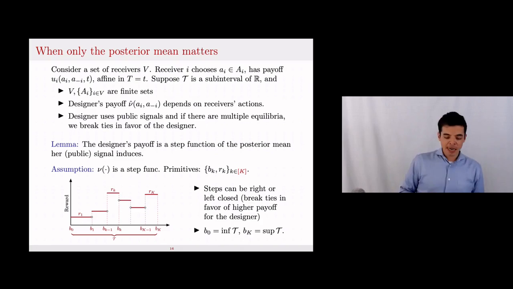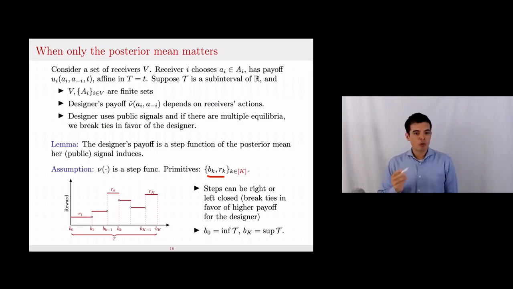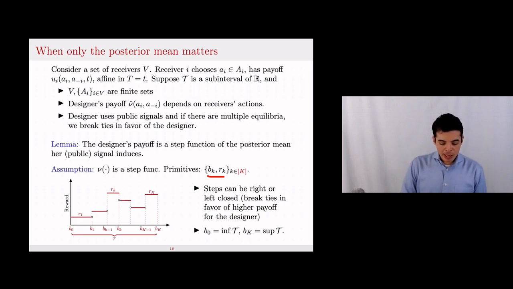So let's focus on this abstract setting. Let's say that the designer's payoff is a step function of the induced posterior mean, and let me parameterize this step function in terms of variables b_k and r_k. r_k is the reward associated with the kth step of my step function, and the endpoints of the kth step are between b_{k-1} and b_k.